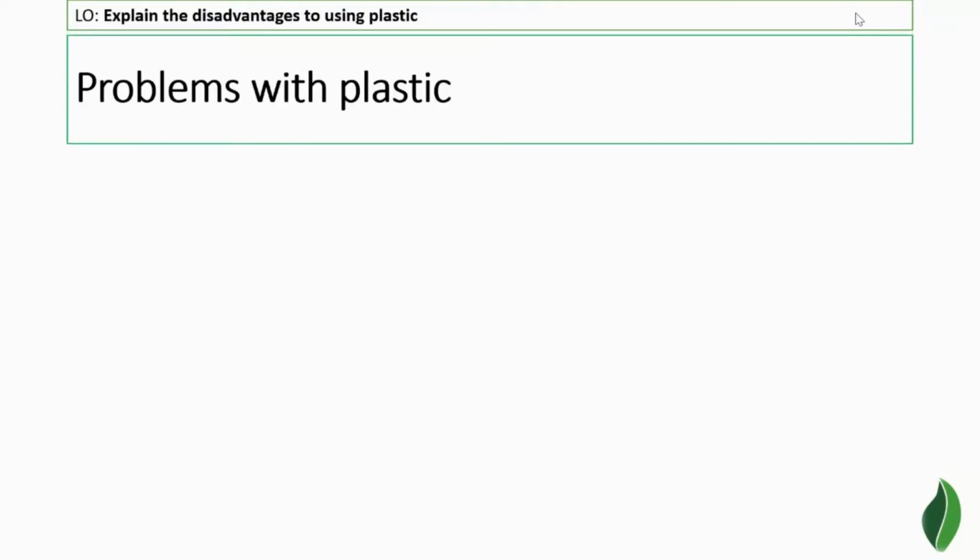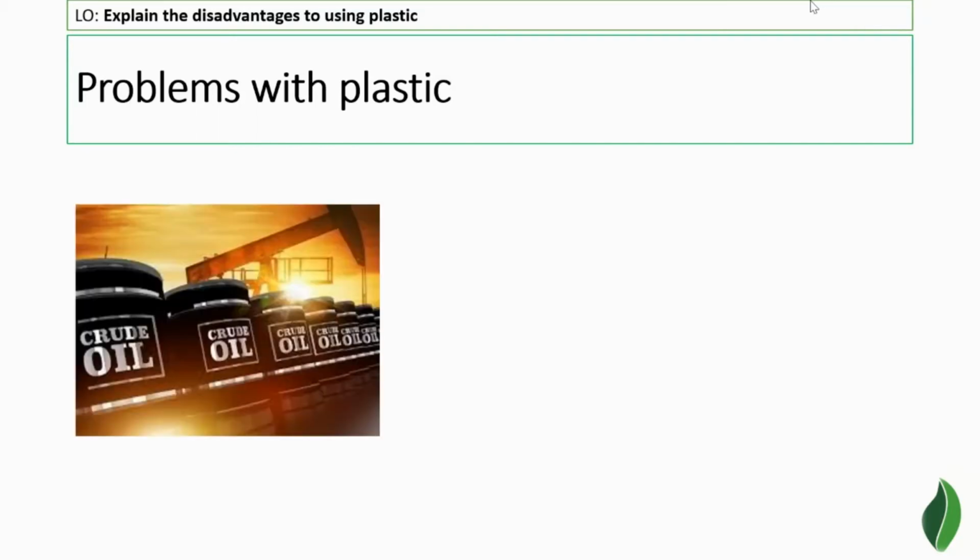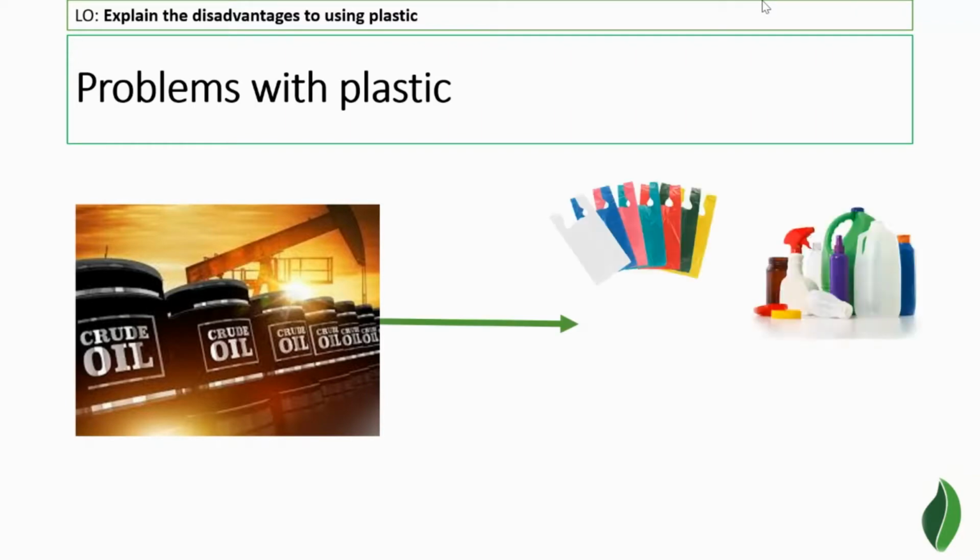Okay, so now we're going to look at the disadvantages of using plastic, so the problem with plastics. Now, plastic is made from crude oil. Crude oil is formed from the remains of dead animals that died millions of years ago and has been compressed under the ground for millions of years, and then we drill down and we get the crude oil. So the crude oil is running out.